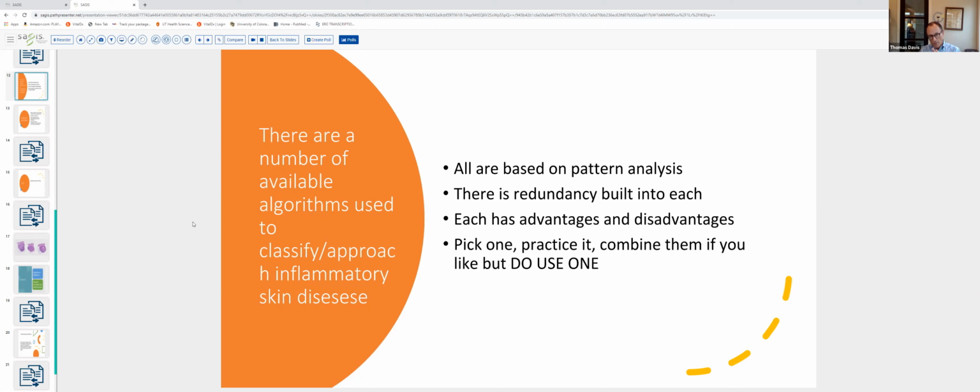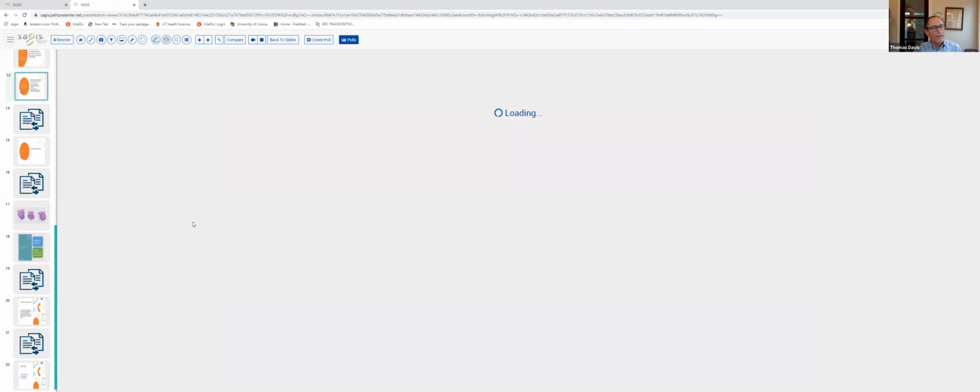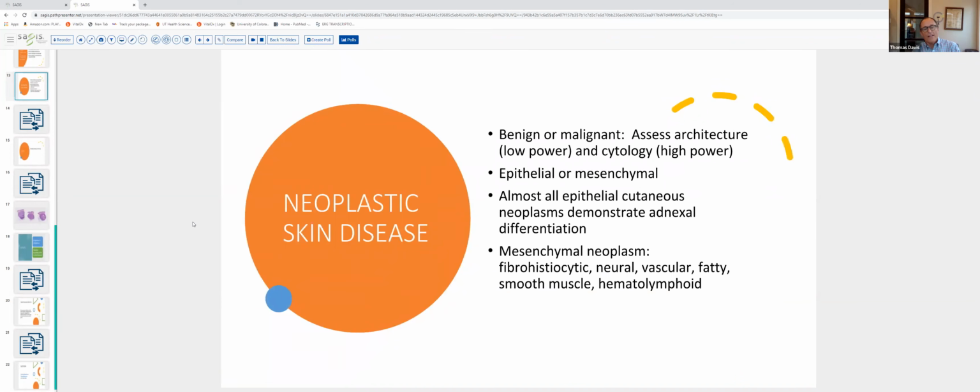So again, you're going to have to craft an algorithm that's effective for you and one that's based on pattern analysis. Okay, let's go ahead and move on to neoplastic skin disease. When we have made the determination on scan that we're dealing with a tumor, an oma rather than an itis, what you want to do is make the determination initially as to whether you've got a benign process or a malignant one.